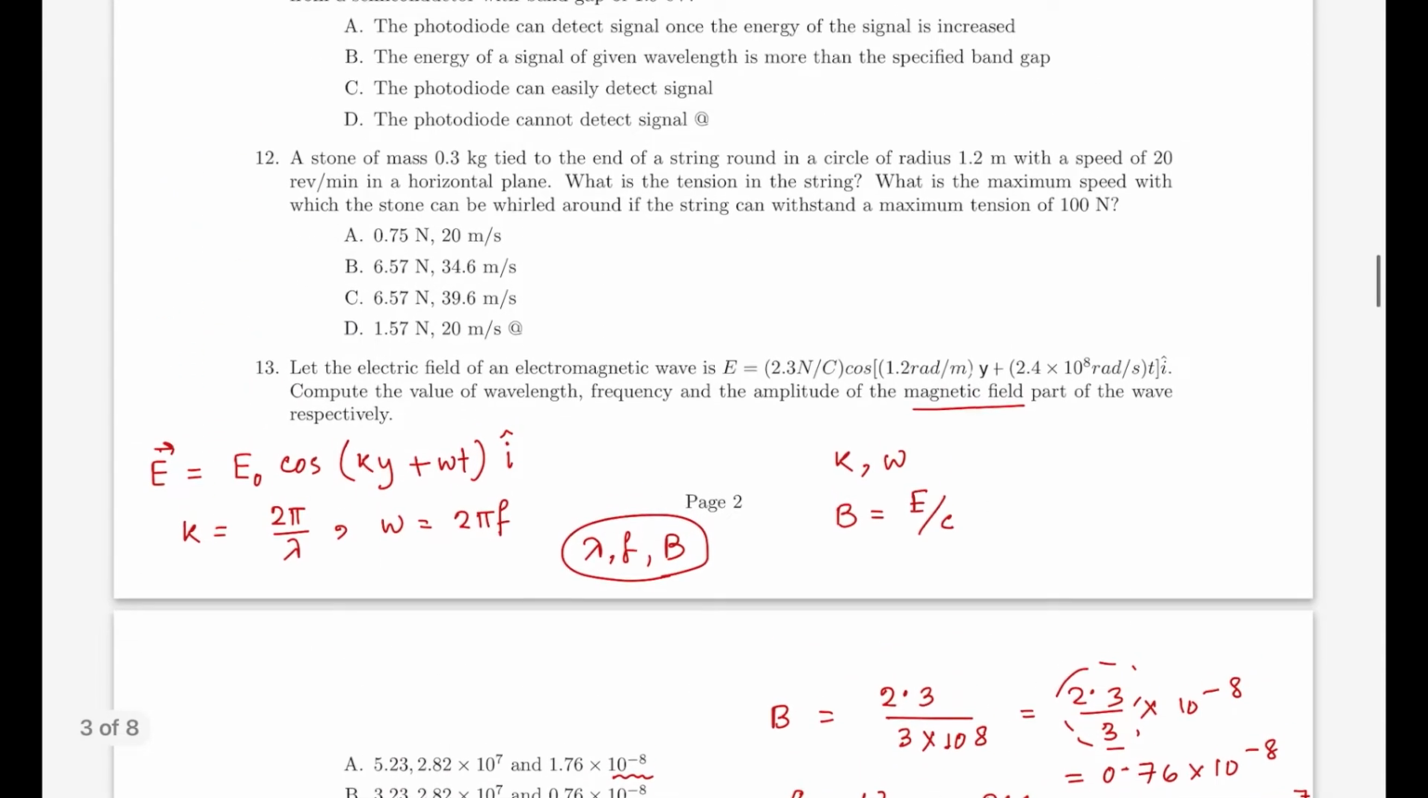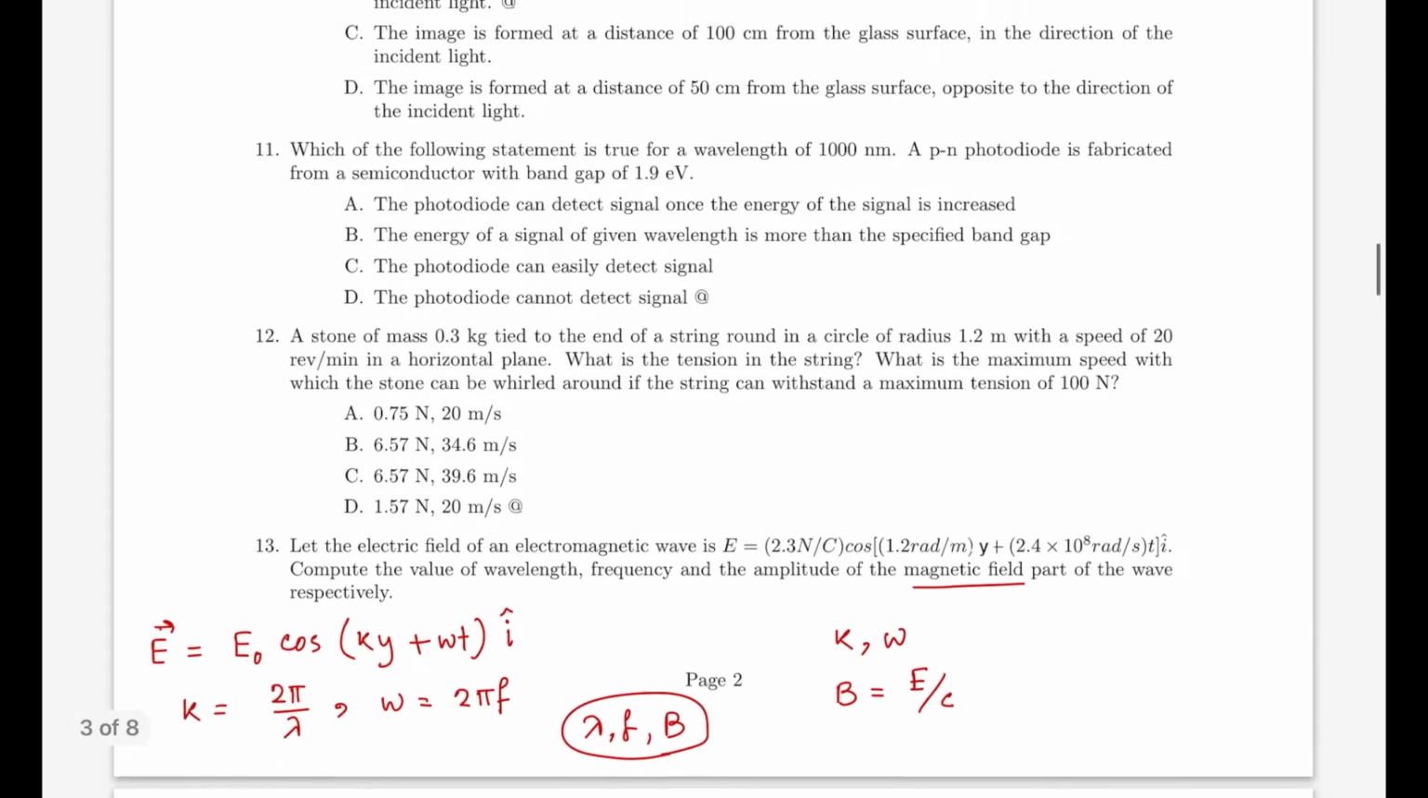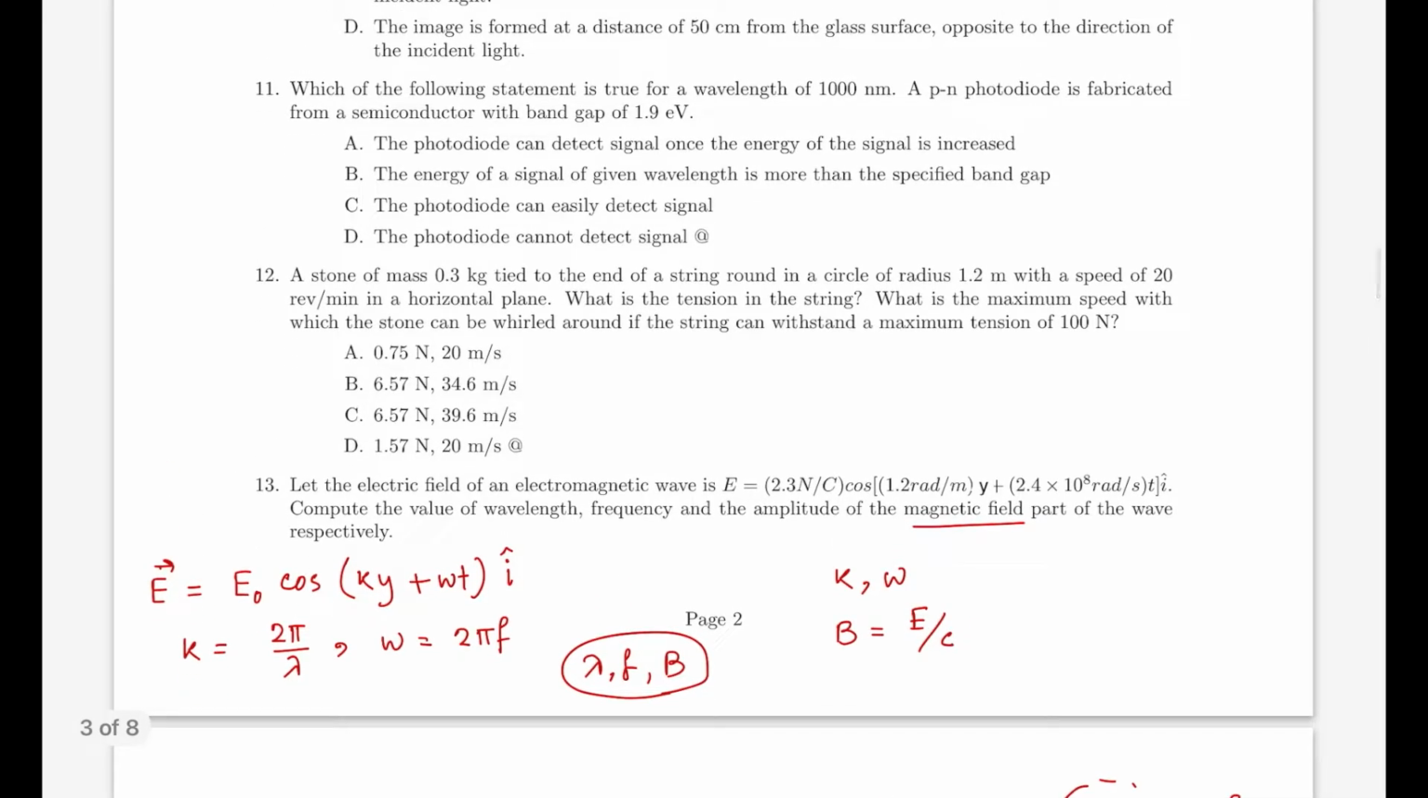Now the question is, a stone of mass 0.3 kg tied to the end of a string is whirled round in a circle of radius 1.2 meter with a speed of 20 revolutions per minute in a horizontal plane. What is the tension in the string? And there is a second part: what is the maximum speed with which the stone can be whirled around if the string can withstand a maximum tension of 100 Newton?